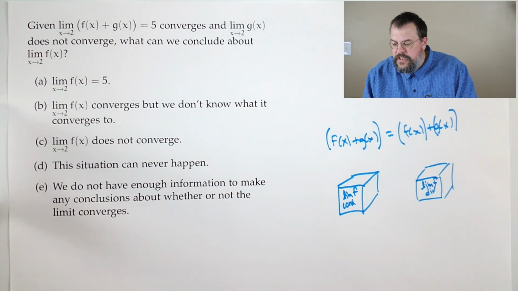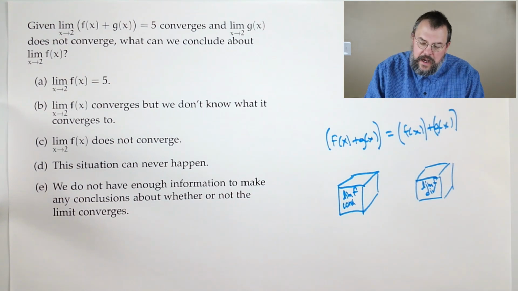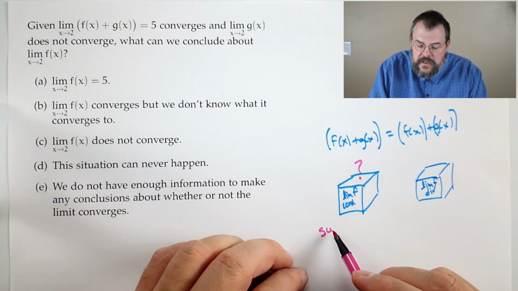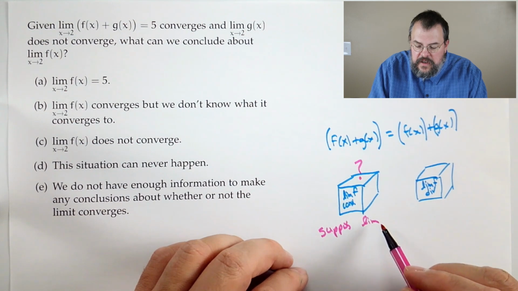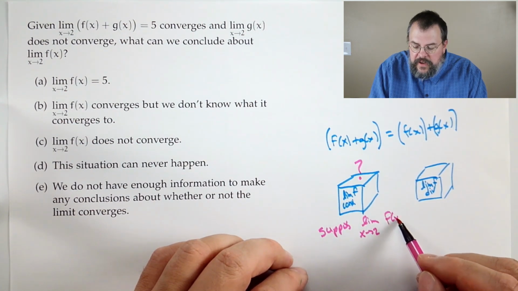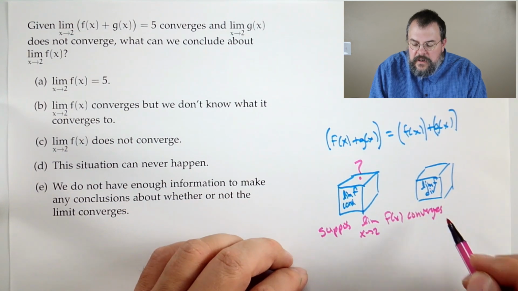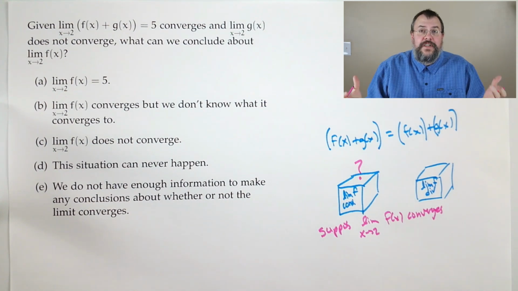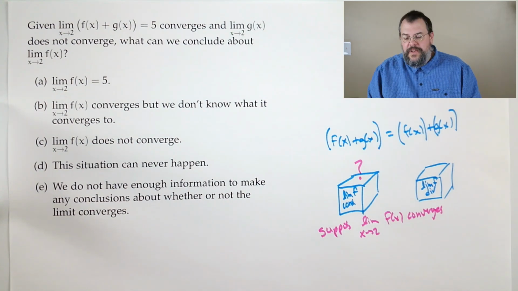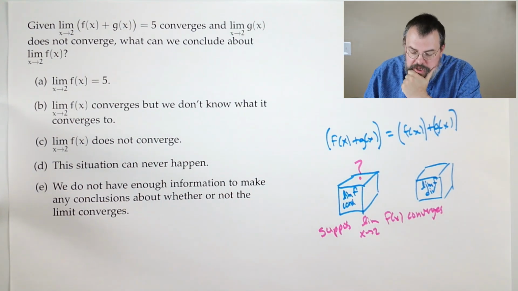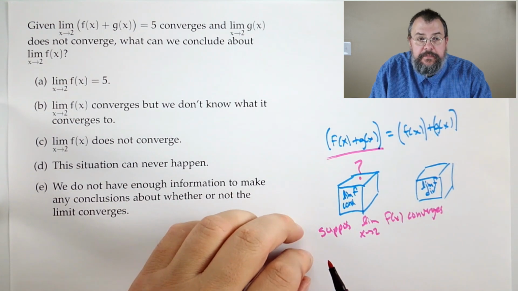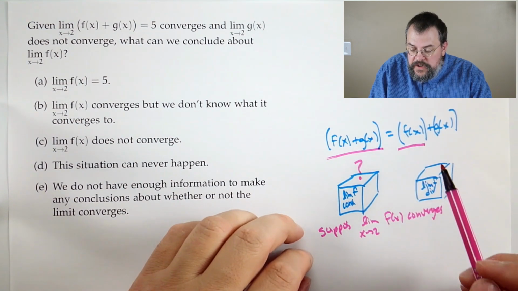So let's think about this. Let's ask ourselves a question. Is it possible that I might be inside of this box? All right, so suppose that the limit as x goes to 2 of f of x converges. Okay, we can always assume anything we want. We have to justify our assumption at some point, but for now, let's just suppose, and let's explore what happens when we make that assumption. Well, what can we do? Well, what do we have? We know that that piece, f of x plus g of x, converges, and that piece converges.